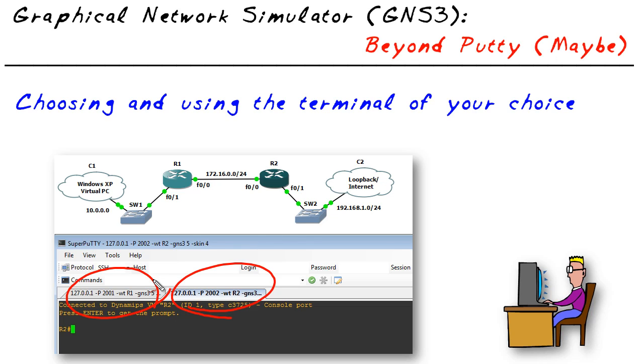First of all, you need a program that will support those tabs. And then secondly, we're going to tell GNS3 that we want to use that program. How do you set that up? I'm glad you asked. Let's do that right now.